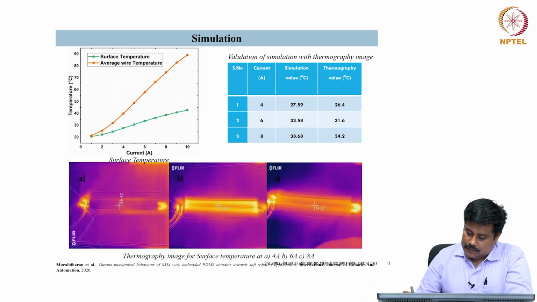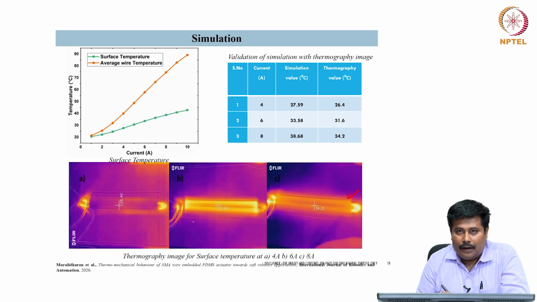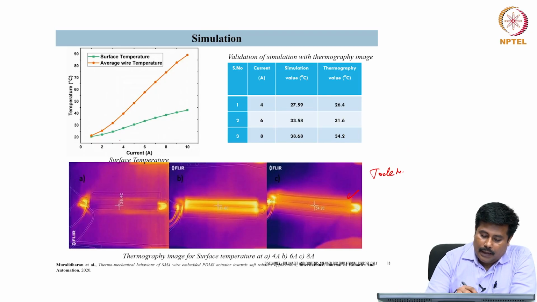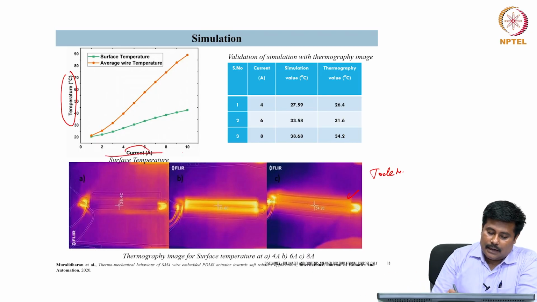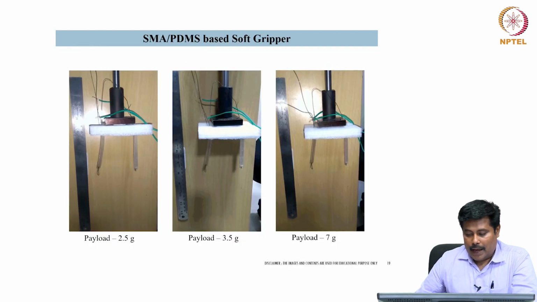So basically this is a structure where the SMA wires are integrated into it, and the actuation is done through electrical biasing. So it's joule heating which is done. We could see that there is a temperature rise which increases with reference to the applied current. As and when the current increases, the temperature increases appropriately, which will result in the actuation.